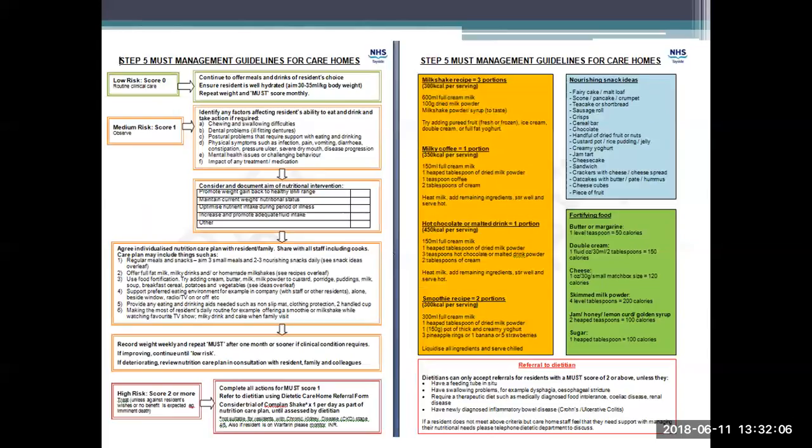And how will we get that? Will it be sent out to all the care homes when it's ready? Yeah, that will be sent out. At the moment it's still in draft, so once we finalise this, it will be sent out to all care homes. Okay. Yeah, and you can put it in the MUST management folder that you've got for staff to look at.